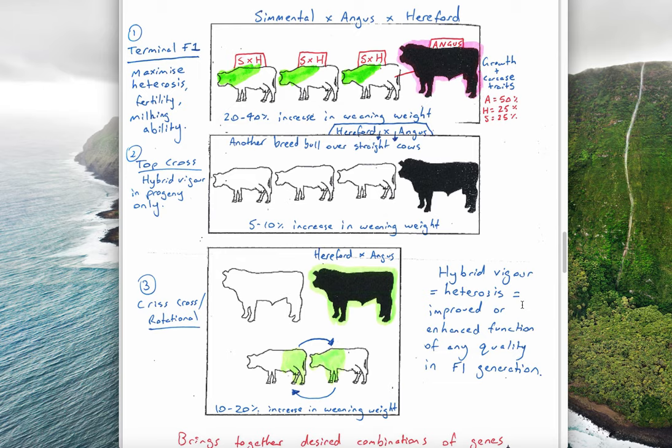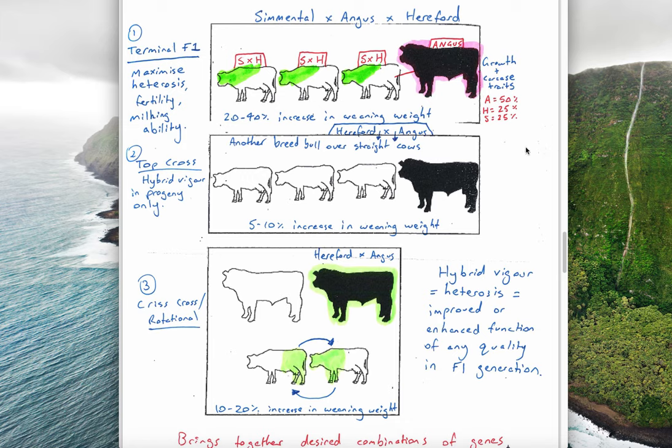So if you cross an Angus and a Hereford, it might have a faster growth rate than both of its parents. It might have a higher fat percentage, or it might have a better mothering ability than either of its parents. That's what hybrid vigor means. They show better qualities than either of their parents do. And so basically, in other words, improved or enhanced function of any quality in the first generation.